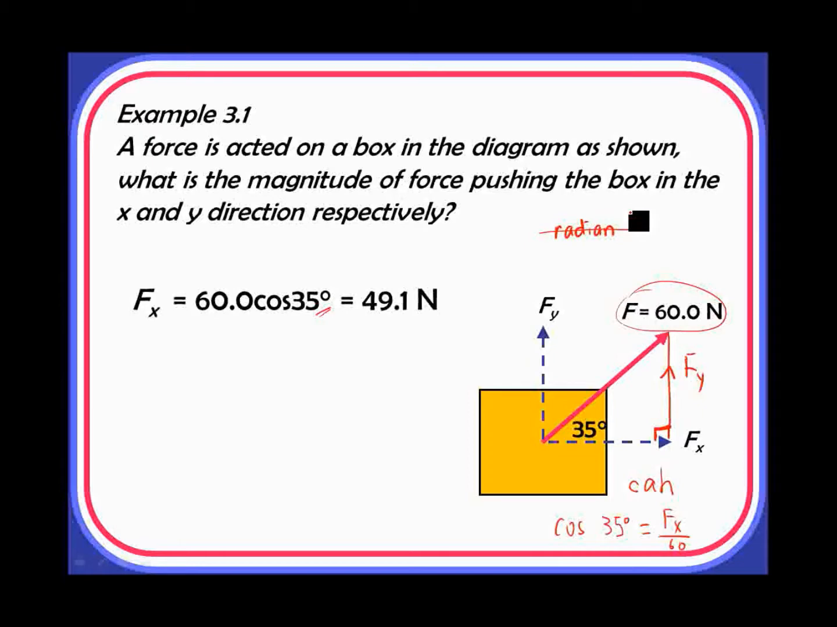Then do the same thing for Fy, the other component, the vertical component. Fy will be here, which is opposite. This is opposite over hypotenuse. So if you have opposite and hypotenuse, that will be your SOH. So your sine 35 in this case will be equals to opposite, which is your Fy, over hypotenuse, which is your 60. So you should get the expression 60 sine 35. And if you press your calculator, you should end up with 34.4 Newton.